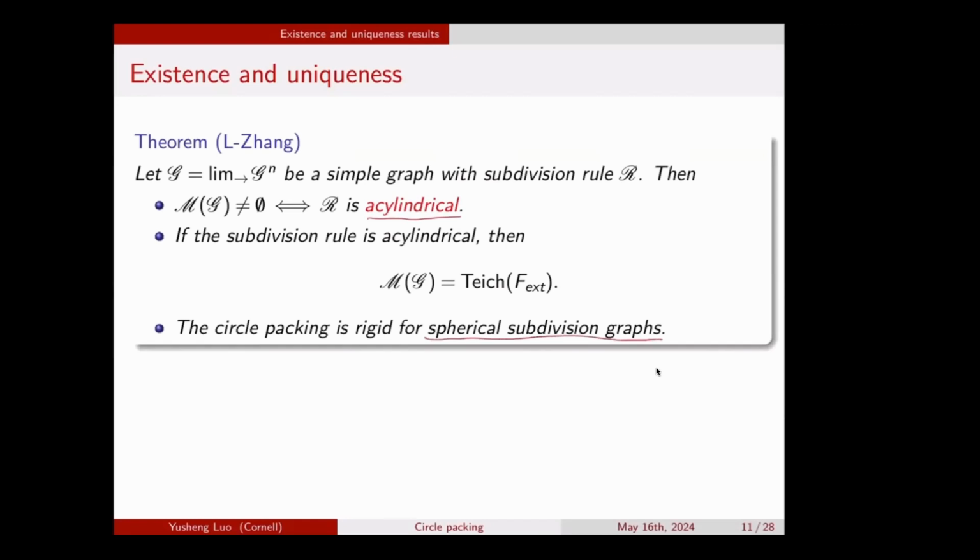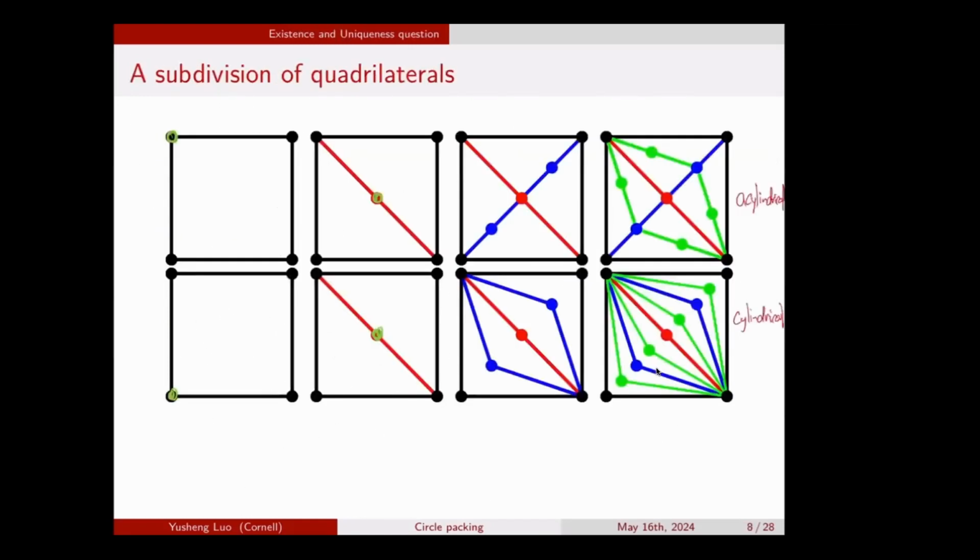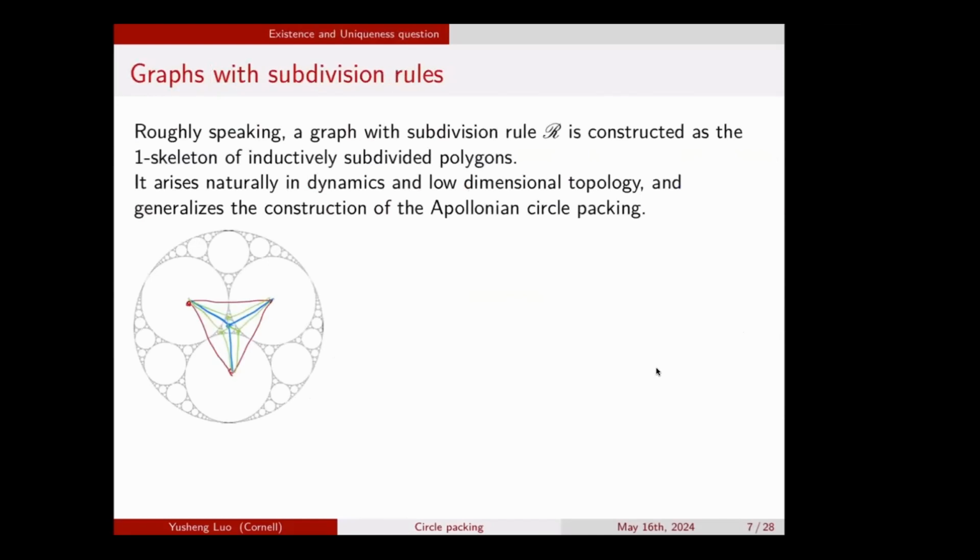So let me just explain a little bit about what I mean by a spherical subdivision graph. If you look at this construction of the Apollonian circle packing, one can see that combinatorially, this Apollonian circle packing can be constructed by gluing two copies of a triangle together. So you have the interior here, and you have the exterior here. Right. So we say a graph is a spherical subdivision graph if basically you can glue this graph by piecing together different polygons with subdivision rules.